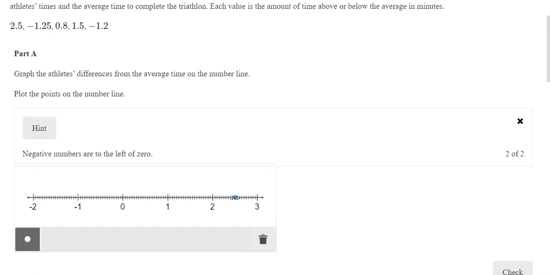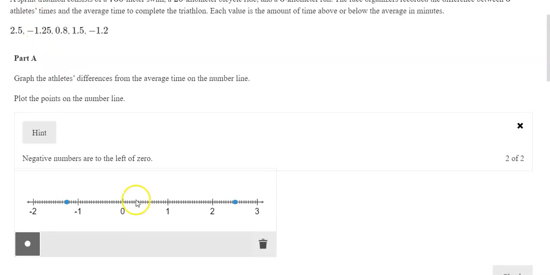Our next one's -1.25. So -1. So 20 divided, so we go in 5. 1, 2, 3, 4, 5. Then -0.8. So we're going to go in 16. So 19, 18, 17, 16. 1.5. So we're going to go in 10 from 1. 1, 2, 3, 4, 5, 6, 7, 8, 9, 10. And negative 1.2.